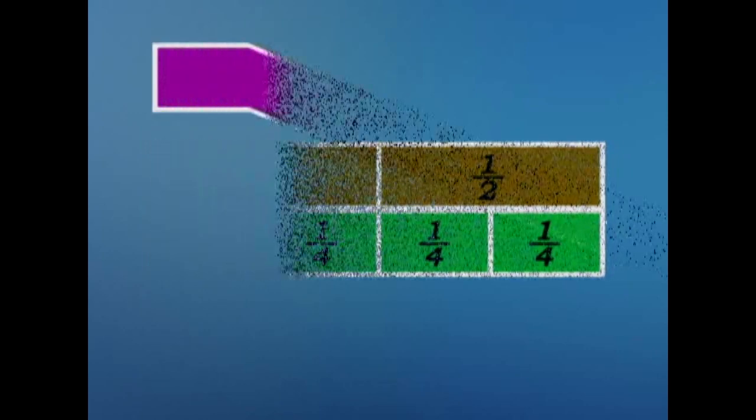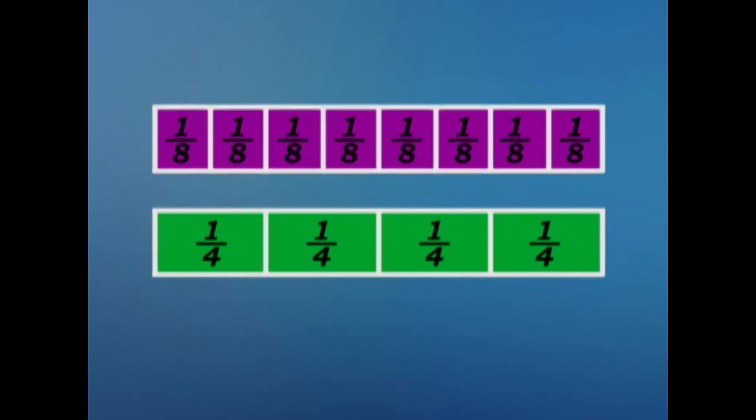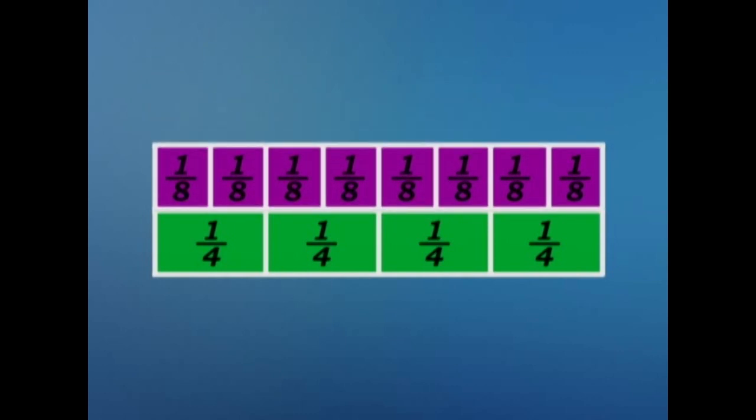Now let's take one more box and divide it into 8ths, into 8 equal parts. 1, 2, 3, 4, 5, 6, 7, 8. And let's compare it to quarters. Can you see that 1/4 is the same as 2/8?